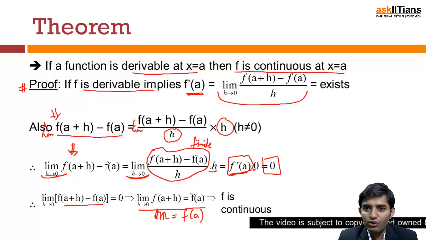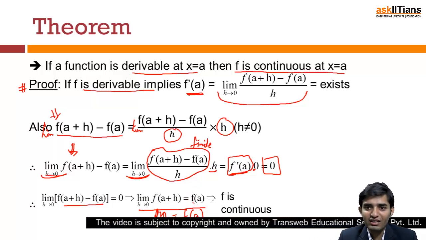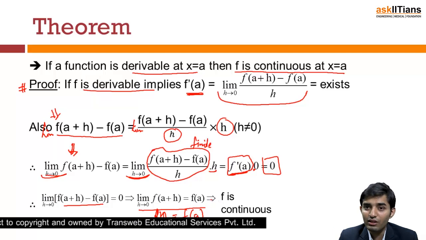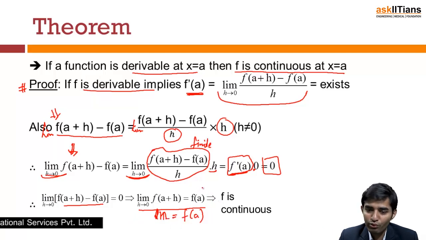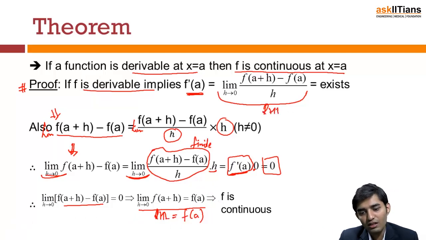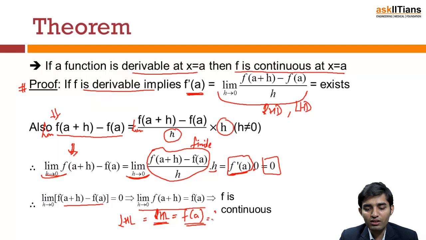Now if RHL is equal to f of a, then I can say that the function will be continuous. Similarly, I can take LHL and prove it, right? Here I started with RHD, so I got RHL. If I start with LHD, I will get LHL. So LHL equal to RHL equal to the value of the function, which is finite, so this will be continuous, right? So if a function is derivable at x equal to a, at some particular point, then that function will also be continuous. Okay, this is the first theorem that we have to remember.